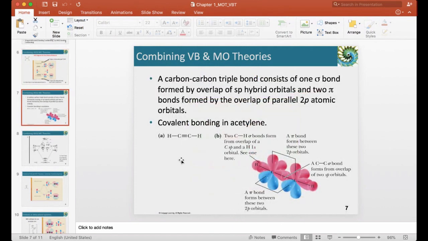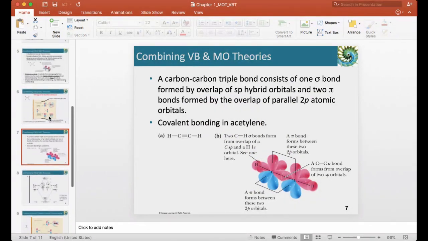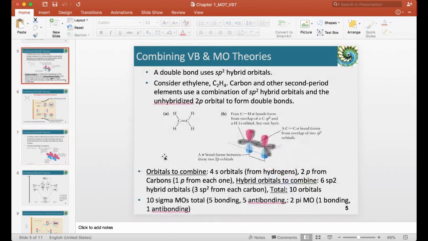Expanding on this idea, now we can go to a triple bond. So for a triple bond, okay, in this particular case, this molecule, any triple bond, 2 bonds will be pi and 1 will be sigma. So let's analyze in theory how many bonding and anti-bonding orbitals we should expect to have in this case.